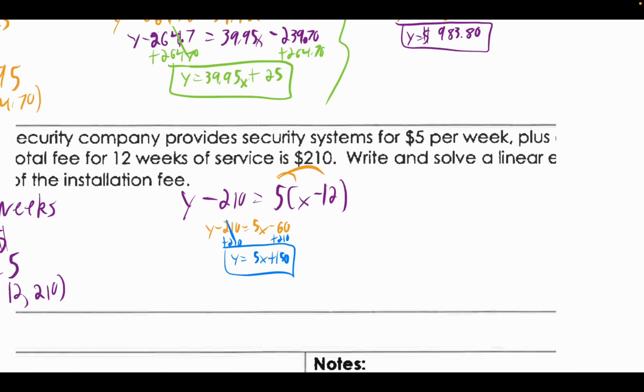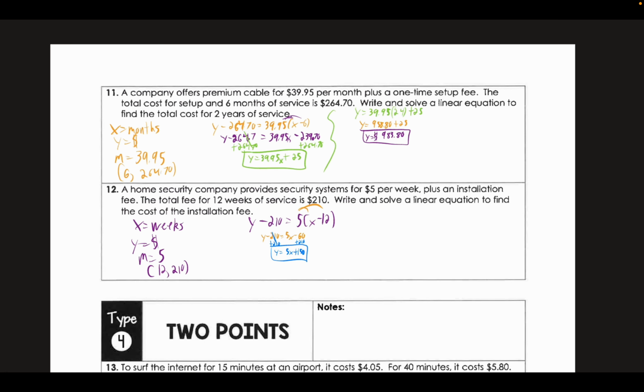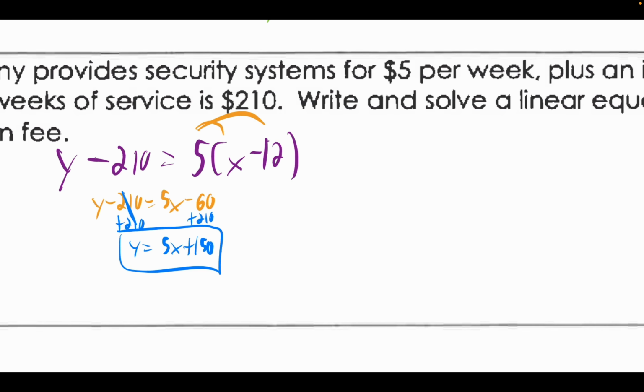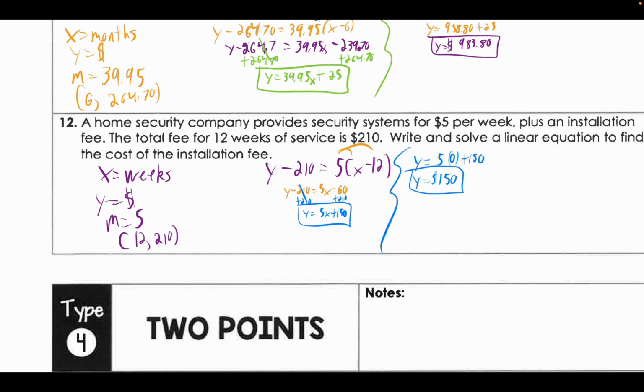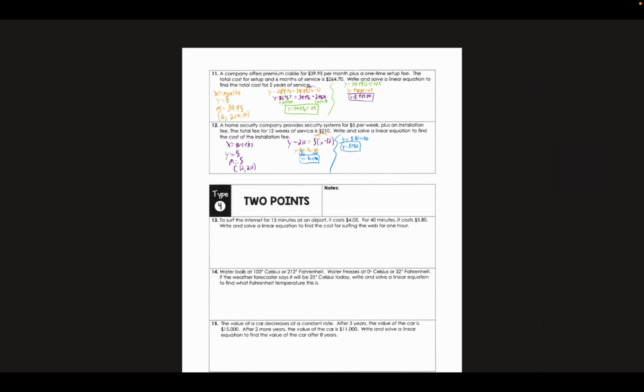Now I'm going to use this equation to find the cost of the installation fee. So we would run it as 0 weeks, what if you just got the thing, and so that'd be y equals 5 times 0 plus 150. And 0 times 5 is 0. Add that to 150, I just get 150. So y would equal $150 for the installation fee. And that would wrap up type 3 for word problems when you're given a point and a slope.